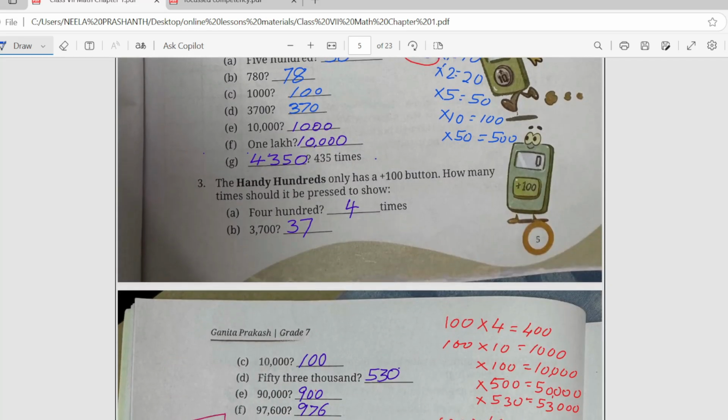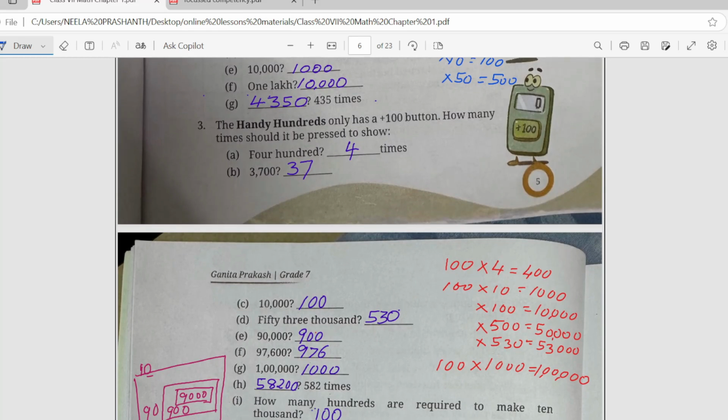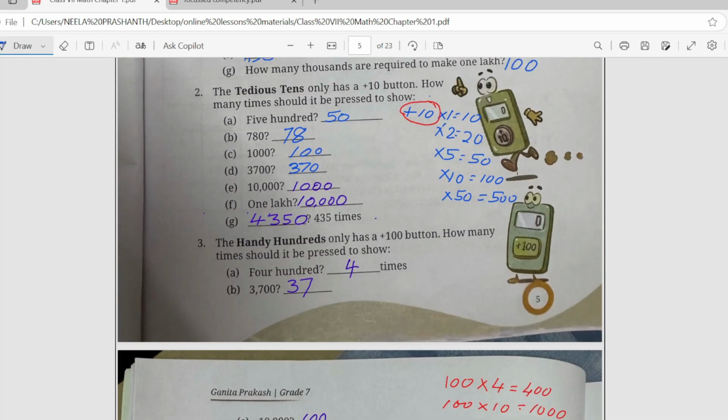Let us come to question number 3. The handy hundreds. In a similar way, you had 10 and 1000. Now you have a calculator which has only 100 as a button. Same way, 1 click will give you 100, 2 clicks will give you 200, 3 clicks will give you 300, 4 clicks will give you 400. So question A, 400. 4 clicks will give you 400. Similarly, 37 clicks will give you 3700.